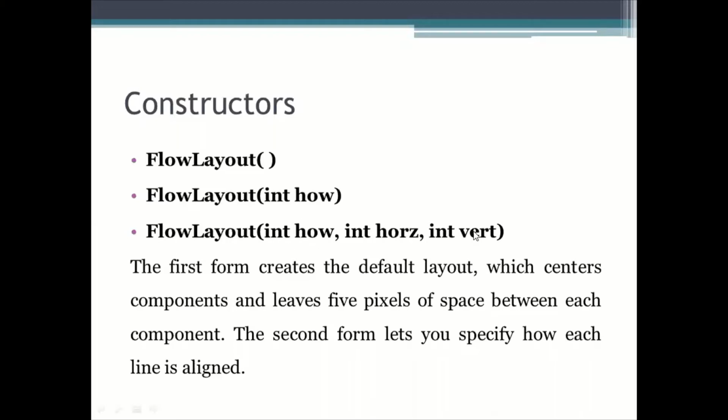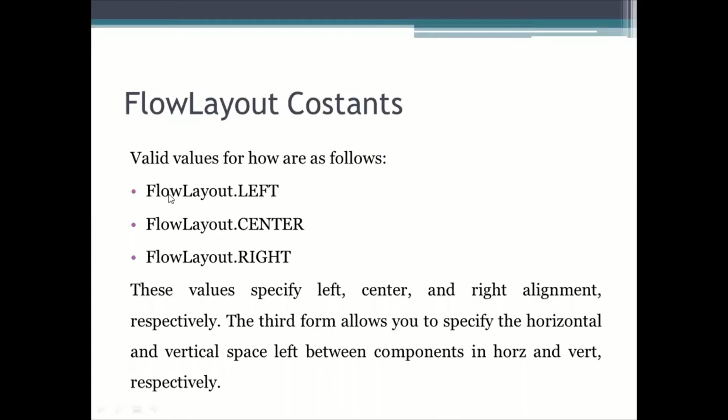And horizontal and vertical mean the gap between components. Suppose you write values like 20, 20 here, you will get more space between components. Then these are the constants. FlowLayout.LEFT, in this way we need to write in the second and third constructor. FlowLayout.CENTER will arrange all the components in the center area. RIGHT will shift all the components to the right position, and LEFT will shift all the components to the left position.